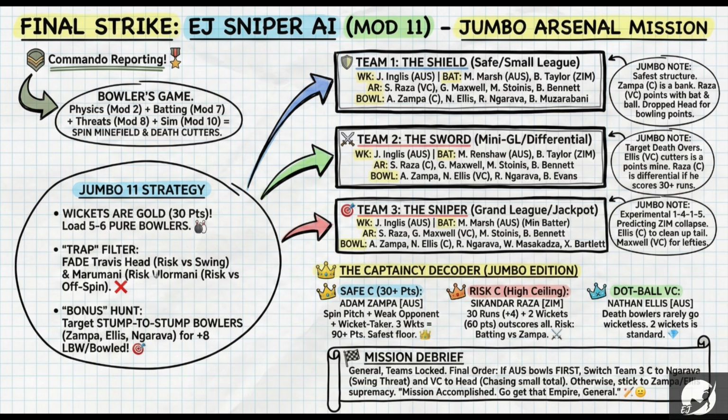Final mission briefing. If Australia bowls first, switch to Ellis. If they bowl second, Zampa is your king.